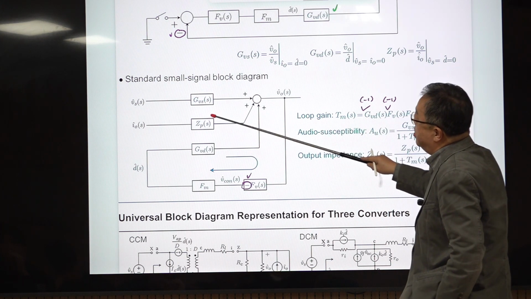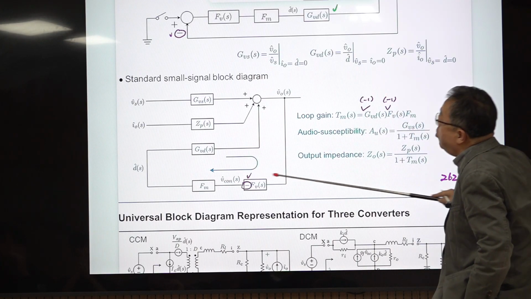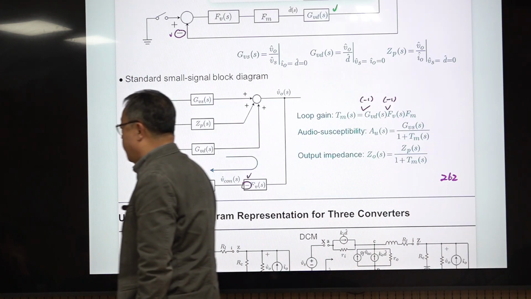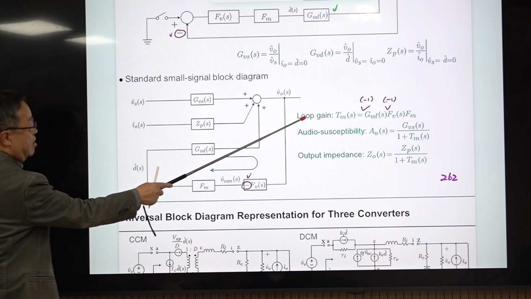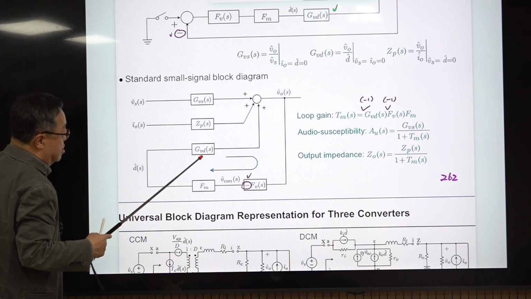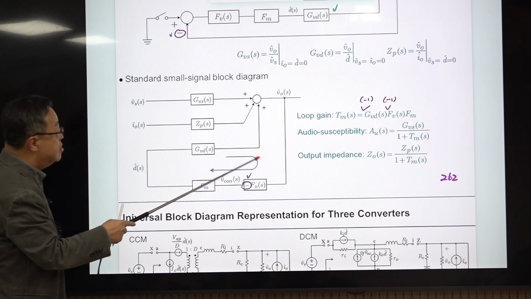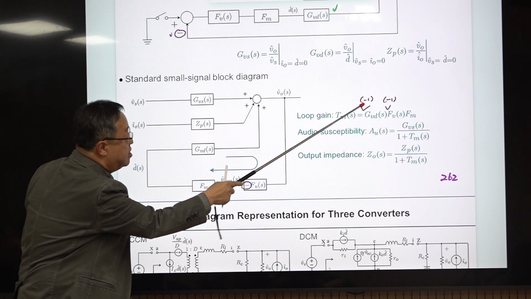This block diagram representation, with this plus and this minus sign, contains all the information presented in the standard form, with command signal 0. So there are three important closed loop transfer functions here. Loop gain is this one. It is the gain product of the three functional blocks in the feedback path with a minus sign in front of that. There is one minus sign here in between, and we add this additional minus one, and they cancel.